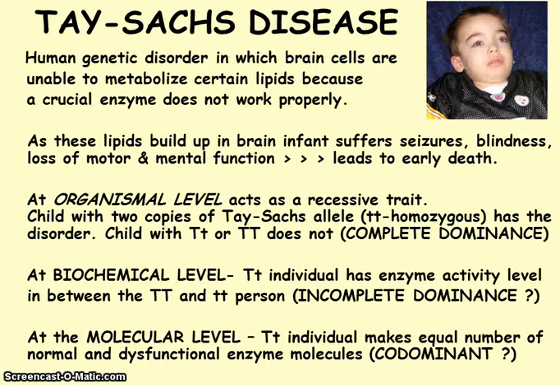So let's take, for example, Tay-Sachs. We've talked about this, but at an organism level, it's a recessive trait. So children with 2 copies, we talked about, that's a complete dominance. At a biochemical level, though, this heterozygous can have some enzyme differences, so maybe incomplete dominance. Molecularly, this heterozygous has an equal number of normal and dysfunctional enzymes, so maybe it's codominant. Interesting. We need to learn more.